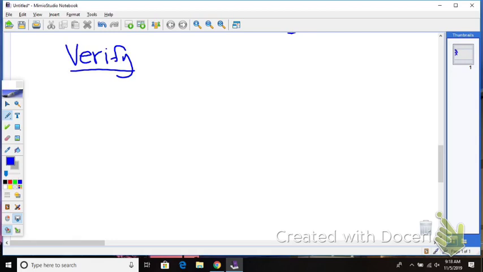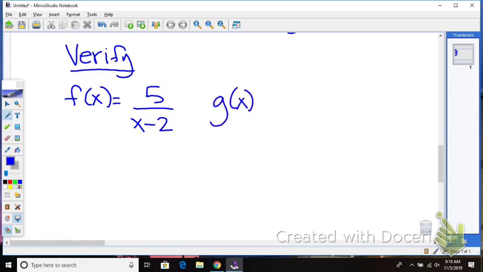So if I give you, well, maybe I'll give you the one that works here. Well, let's do it. Okay, if I give you this, f of x is equal to 5 over x minus 2. And then I'm going to tell you that g of x equals 5 over x plus 2, like this.